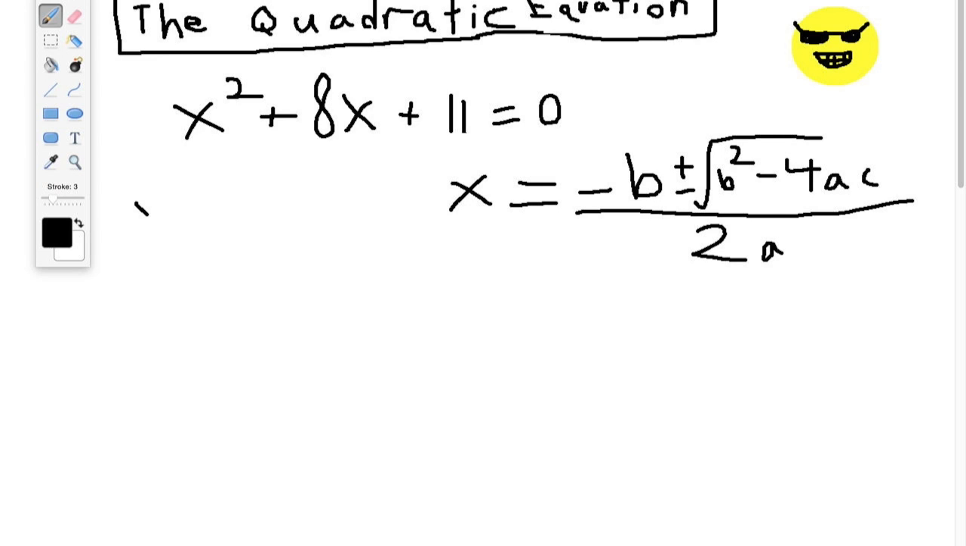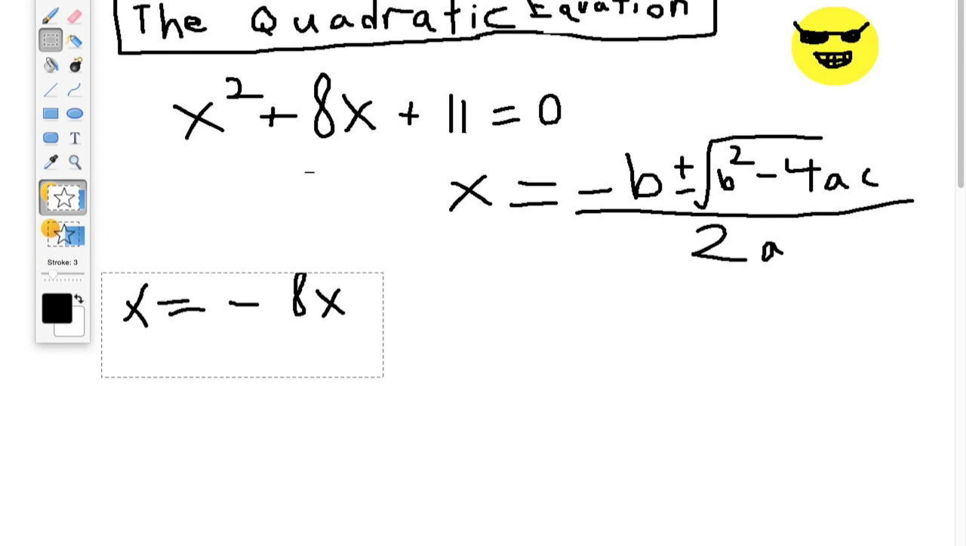So we're going to see that x equals negative b. We're going to take a look at b, and since it's positive 8x, we're going to turn it into a negative 8x. Now, say that this 8x in the equation was negative, it would switch and turn into a positive. So this negative sign in front of the b in the quadratic equation is basically telling us that whatever b is, it's going to be the opposite: if it's positive, it'll be negative, if it's negative, it'll be positive. But in this case, it's going to be negative 8x. And let me move this down.